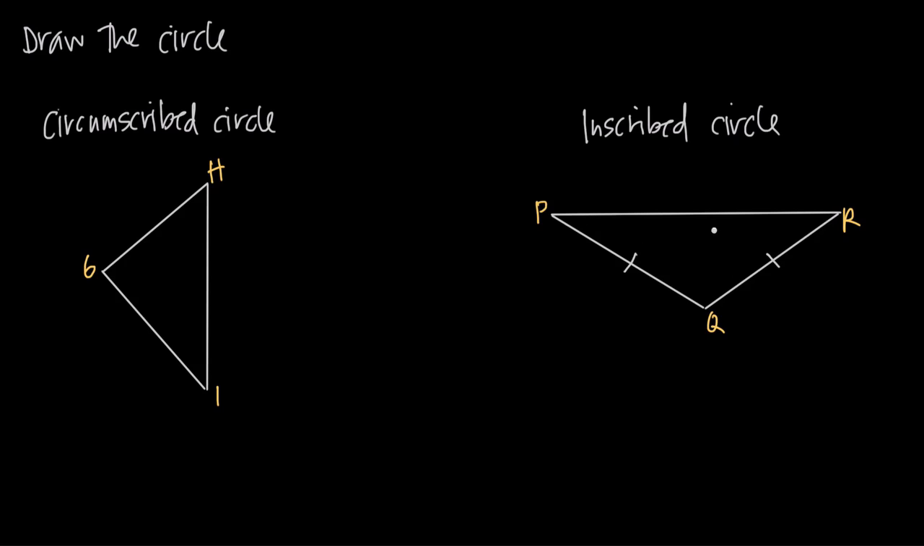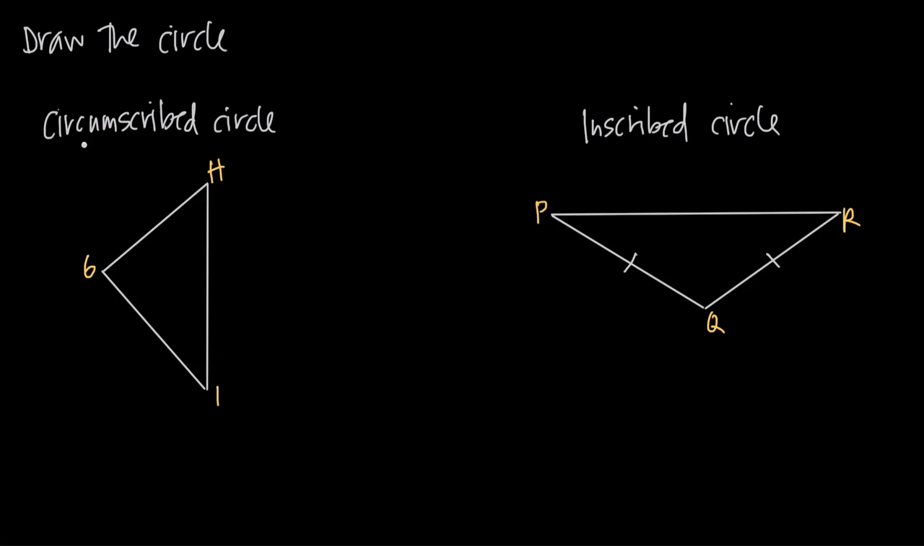An inscribed circle inside of a triangle is a circle that sits inside the triangle, and the edges of the circle sit on each one of the three sides of the triangle. So how do we go about drawing a circumscribed and an inscribed circle? Well, it has to do with perpendicular and angle bisectors.